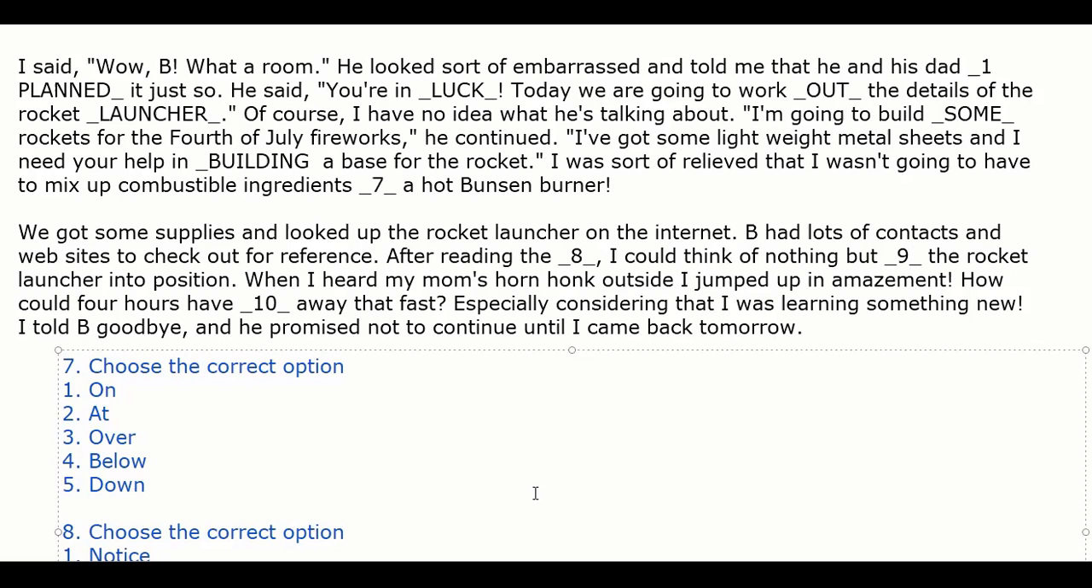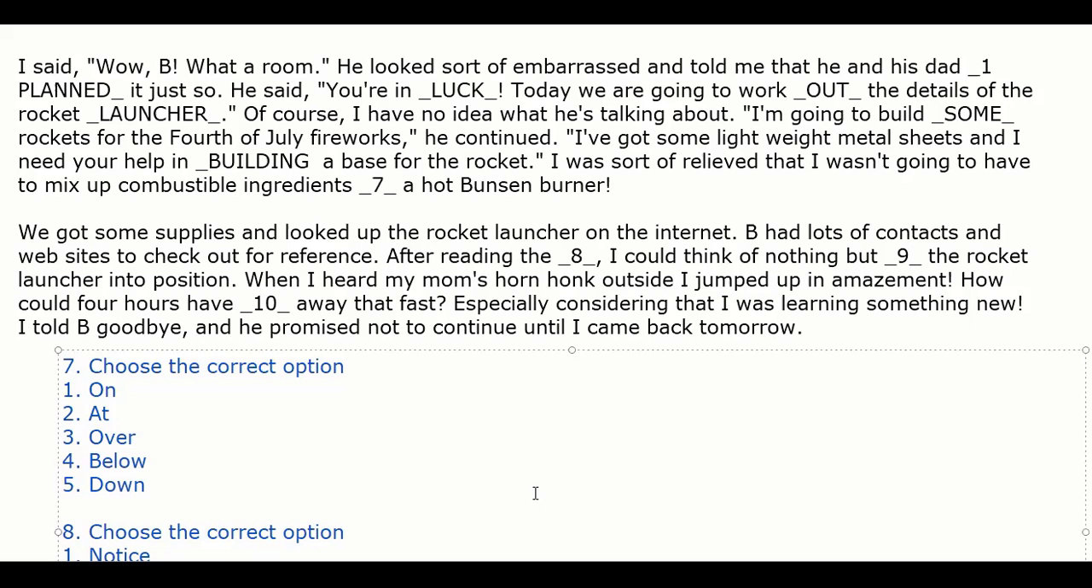It's a difficult one, I know. I was sort of relieved that I was not going to have to mix up combustible ingredients. You have to put it based on a hot. You will say over a hot, on a hot, at a hot, below a hot, or down a hot. Yes, Moksha. What does combustible mean? Combustible means which can be burned, like with oxygen, which can be burned in air. Oh, okay. Combustion is a process, yes. So combustible ingredients means those ingredients which can be burned, like wood can be burned, right? Paper can be burned.